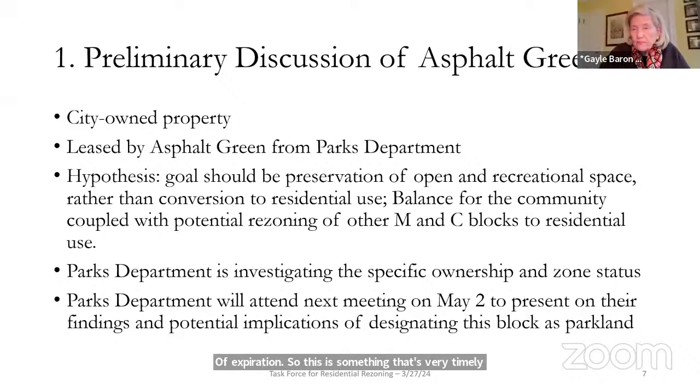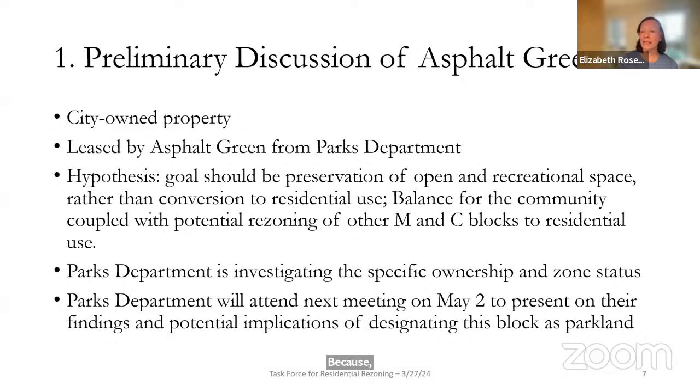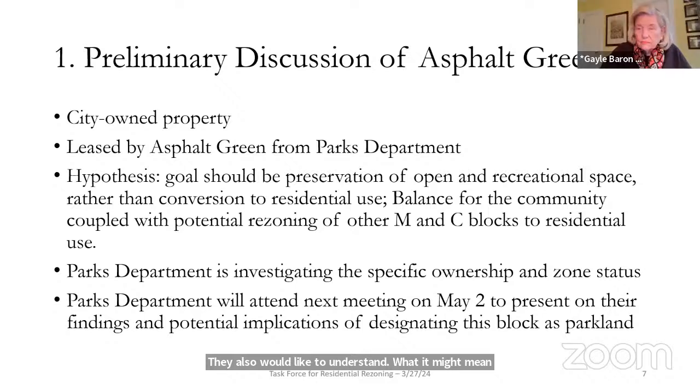We do know that this lease is not at the moment what you would consider a super long-term lease. I think there's about 7 years, and this would be coming up for renegotiation. To my knowledge, I have no reason to believe that it wouldn't be renewed. I certainly know that Asphalt Green would like to renew the lease, and they are thinking about their long-term future. In the conversations I've had with them, they also would like to understand what it might mean if this were developed, or if this might be designated parkland. That might be a good thing.